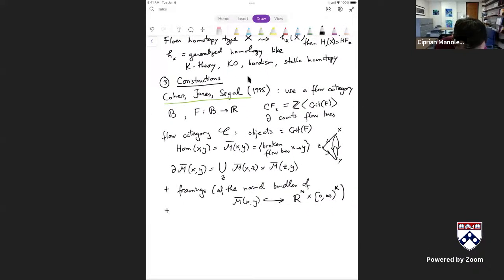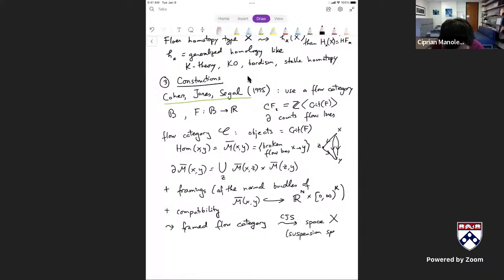And I also want compatibility of these embeddings and framings with the relation for the boundary of M bar XY equals the union. So if everything is compatible and you have these framings, then you get what they call a framed flow category. And from here, they describe explicitly the procedure to get a space X, or a spectrum, really, depending if you put things in negative degree. But it's just a suspension spectrum.